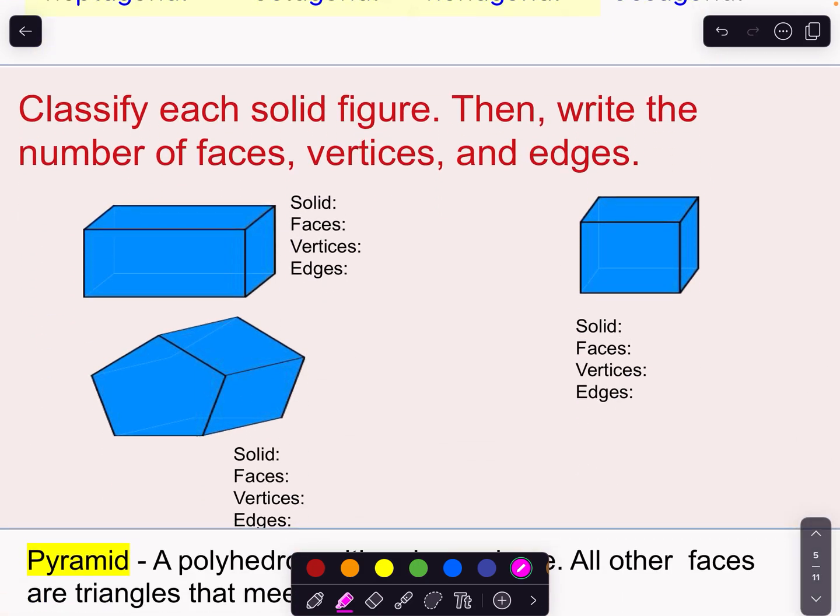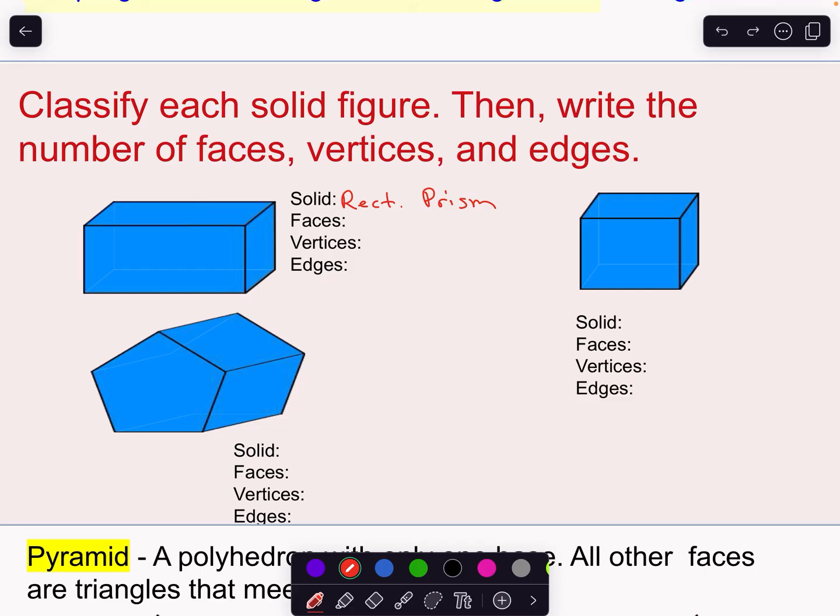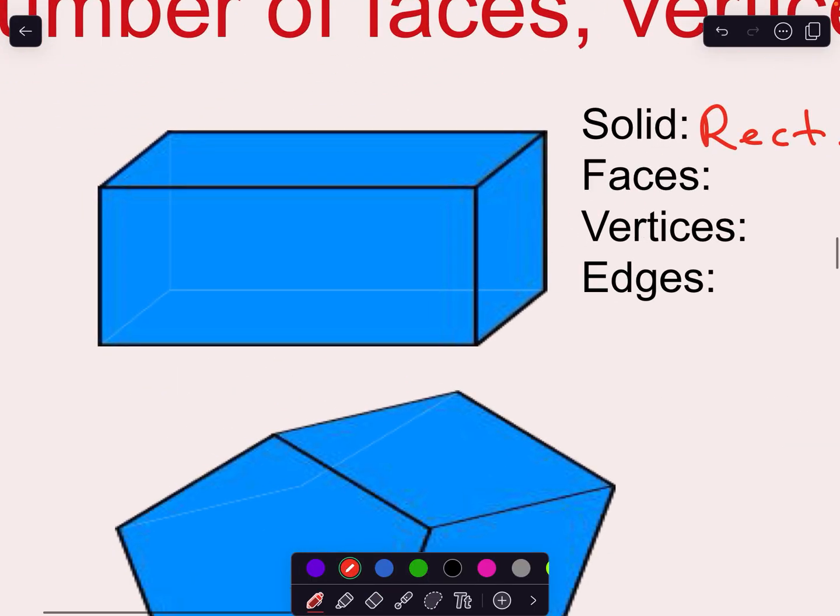Down here, we're going to practice classifying these figures. This first one, for what solid it is, we'll say rectangular prism. Right, this thing. It's a prism because it has two bases that are congruent and parallel to each other. Faces, we're going to say how many it has. So I've got a front and a back, a top and a bottom, and a left and a right. So that means I have 6 faces.